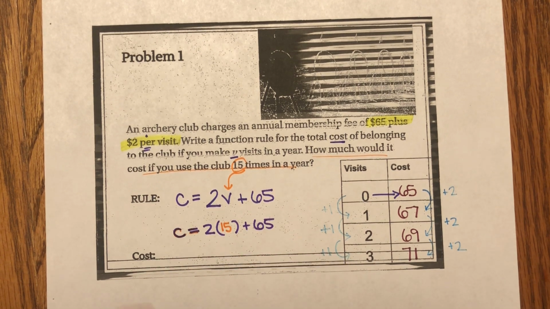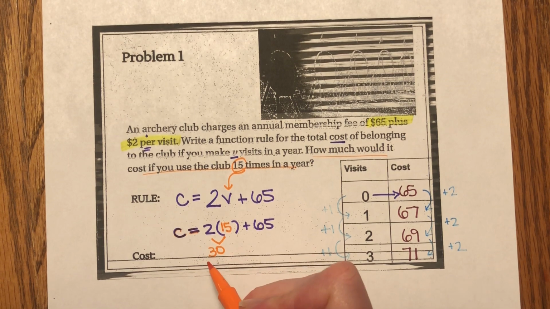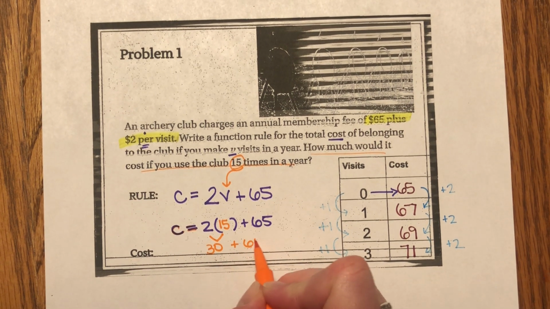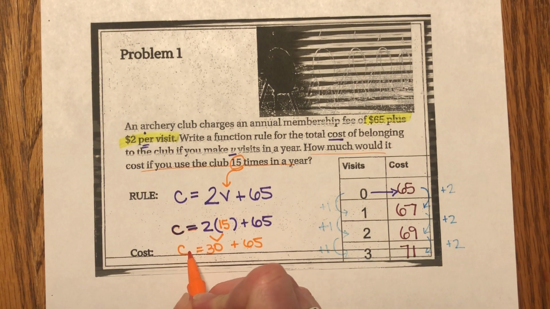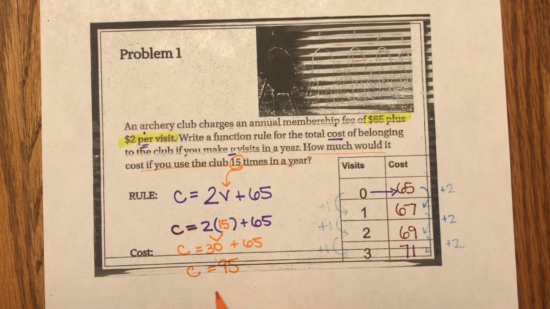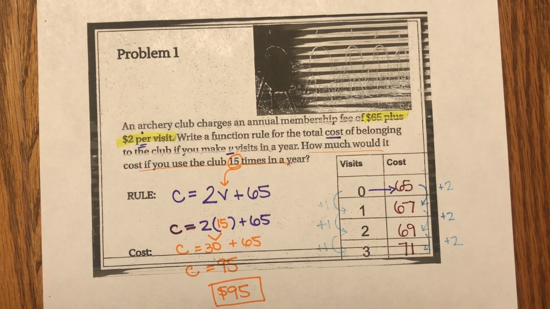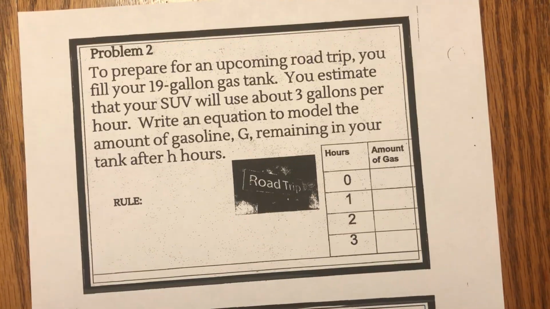And then we just do math here. So 2 times 15 is 30, plus 65 will give us our total cost. And then 30 plus 65 is 95. So $95, labeling because it's a real life situation, $95 will be the cost to go to the club 15 times in 1 year. All right, problem number 2.